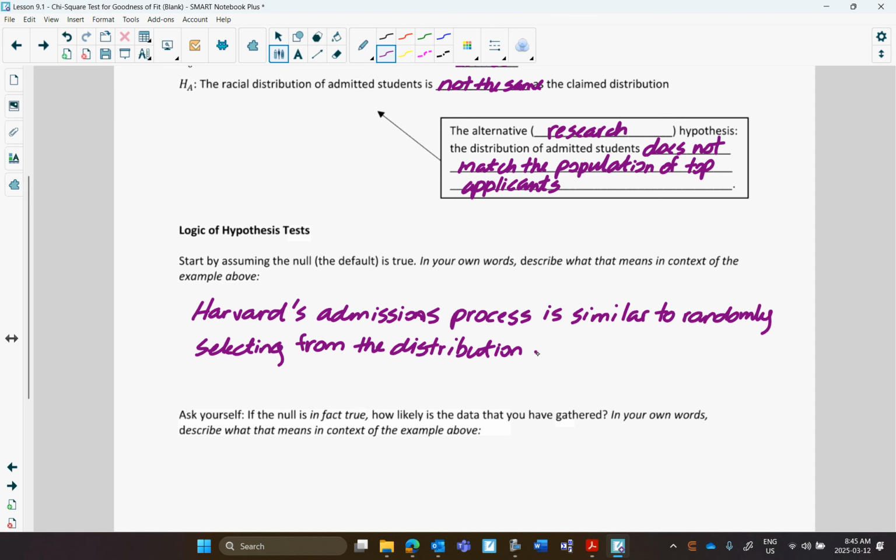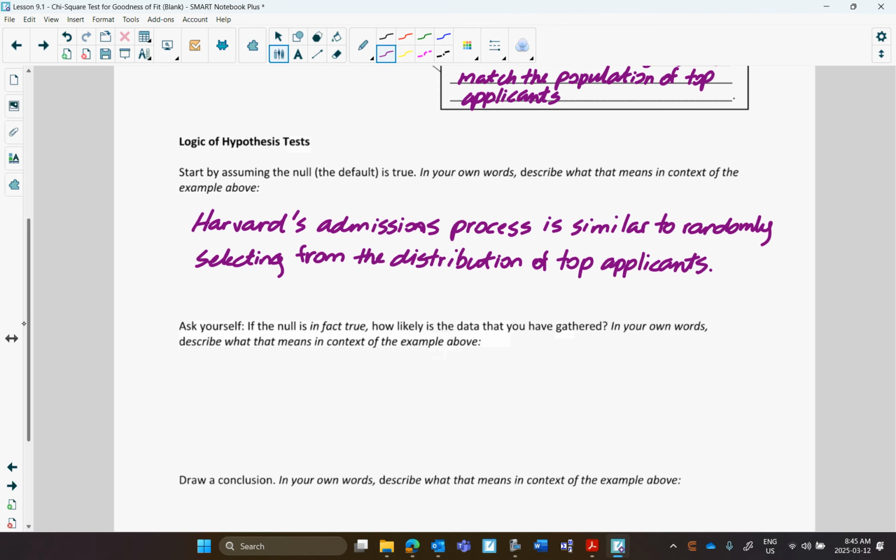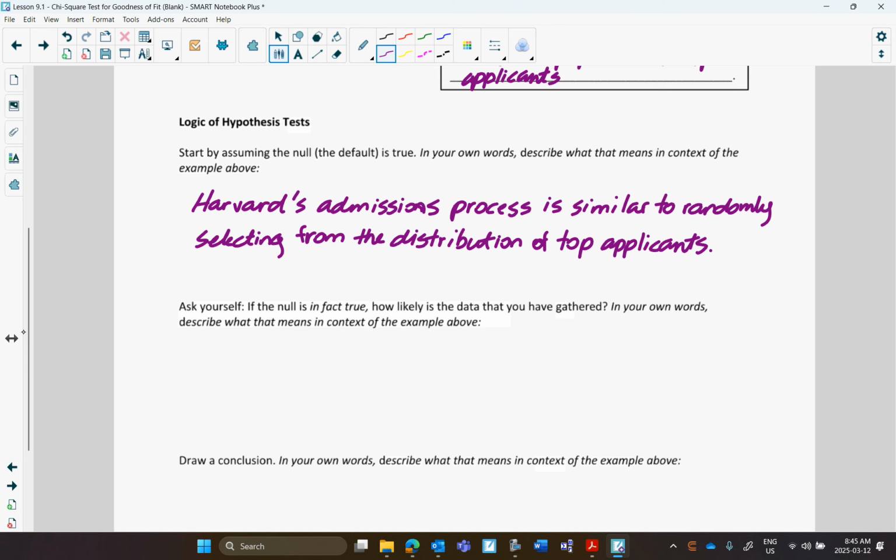Which I've already explained. It's all good. What Harvard says, it's all true. So I'll let the null be in fact true. How likely is the data you have gathered? What does that suggest?